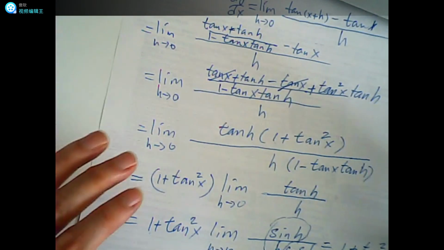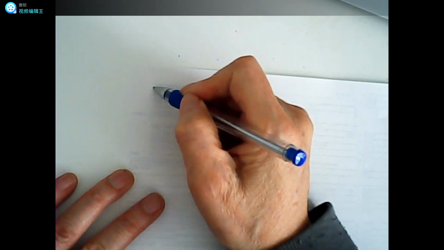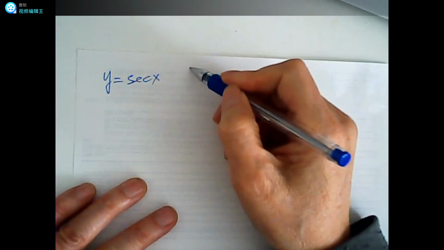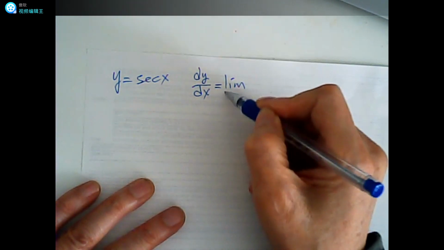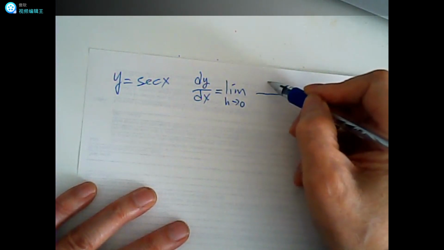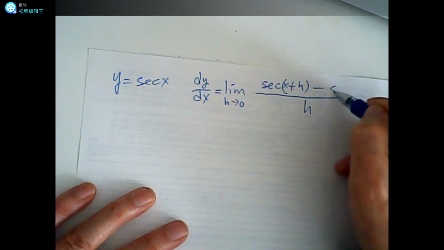Now, of course, you can do cotangent by yourself, right? We just omitted the cotangent. Next one is secant, right? Now y is equal to secant x. So dy/dx is equal to the limit, using the definition, of secant x plus h minus secant x, over h.